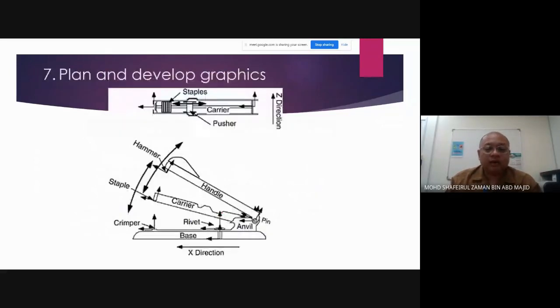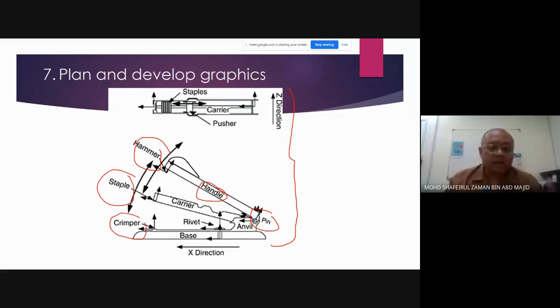Okay, plan and develop graphics. So if you're going to describe a product, make sure that you can find this kind of diagram. Because you need to label each part of the product so that people can know what is meant by the crimper. Where is the crimper, for instance? Where is the rivet? Where is the carrier in a stapler?